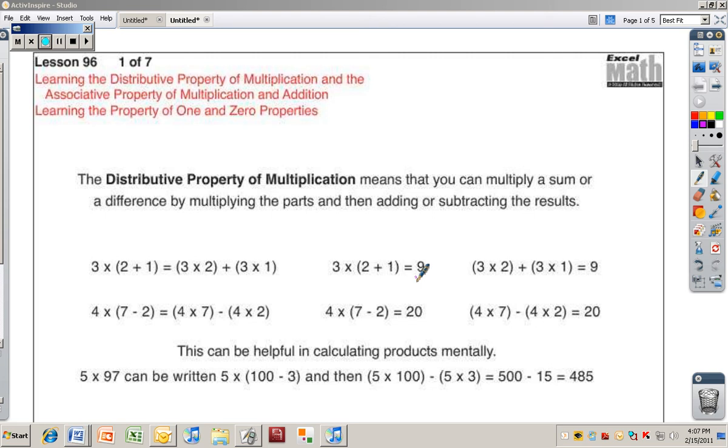Fifth grade Excel, lesson 96, learning the distributive property of multiplication and the associative property of multiplication and addition, learning the property of 1 and 0 properties.